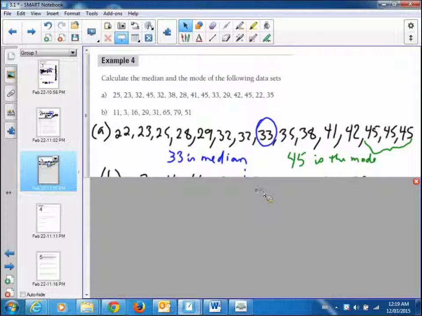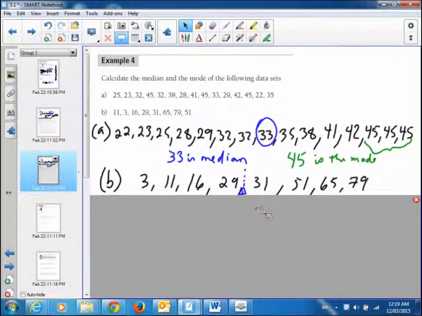How about the next set? B, 11, 3, 16, and so on. There we are. We put it in order. 3, 11, 16, 29. You'll notice there's 8 values, and half of 8 is 4. And when you do that, I put this blue line here. There's 4 values to the left, there's 4 values to the right. There is no actual number right in dead center. So you've got to say between these two values, 29 and 31, what is the middle of those two values?